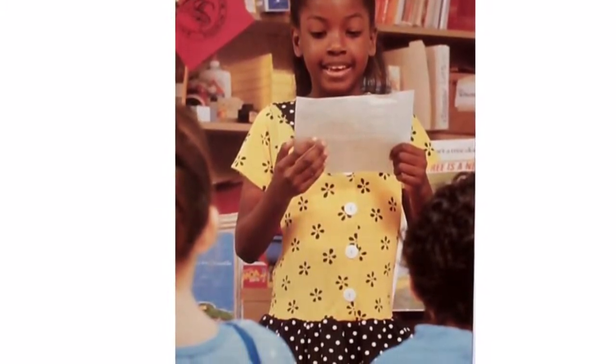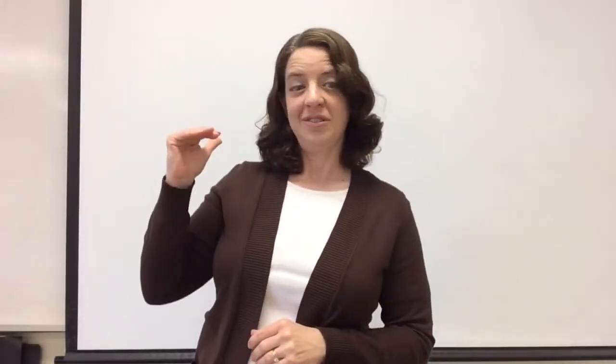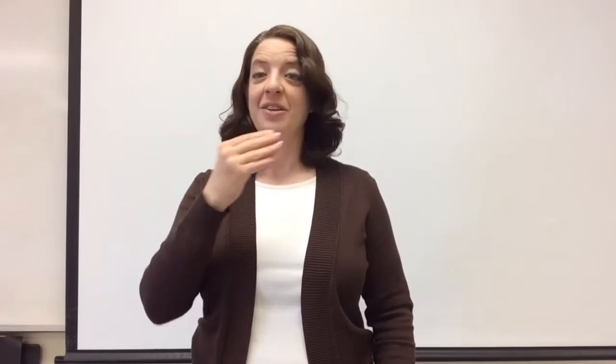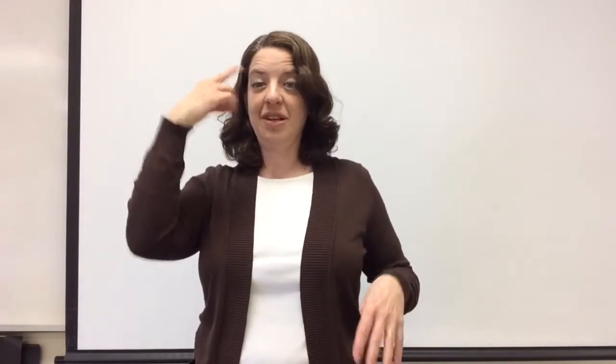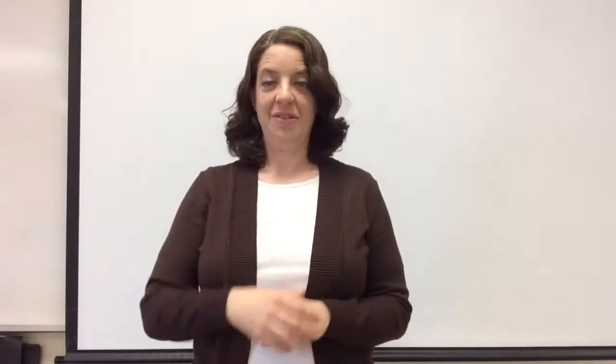You getting it? So, try again with the next picture. It's a little girl in a yellow dress with black flowers on it. The collar and the ruffle are black with white polka dots. Has white buttons down the front. And what is she doing? She's reading a paper in front of her class.